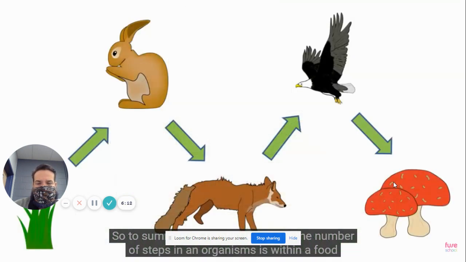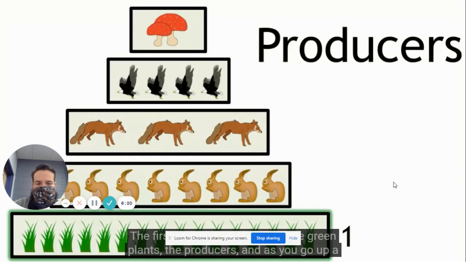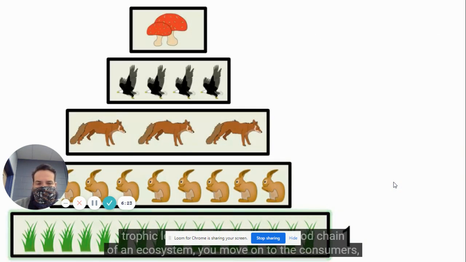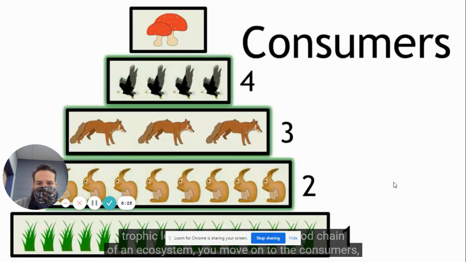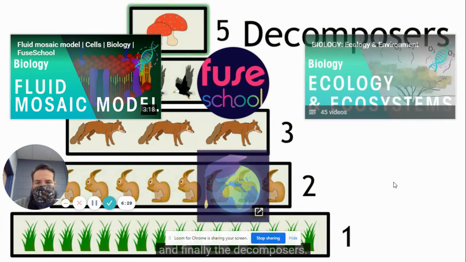So to summarise, trophic levels are the number of steps an organism is within a food chain. The first trophic level is usually the green plants, the producers, and as you go up a trophic level and you go along a food chain of an ecosystem, you move on to the consumers, and finally the decomposers.